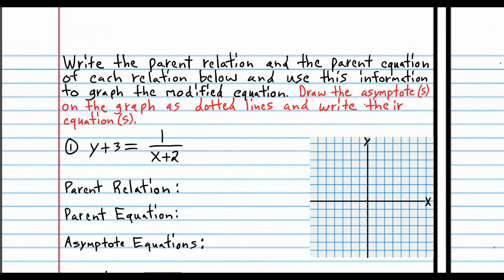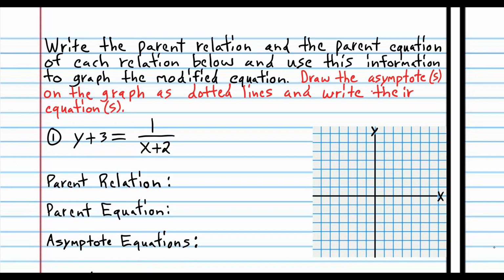So let's get into practice problems here. It says, write the parent relation and the parent equation of each relation below and use this information to graph the modified equation. Draw the asymptotes on the graph as dotted lines and write their equations. So we're going to graph this relation here.